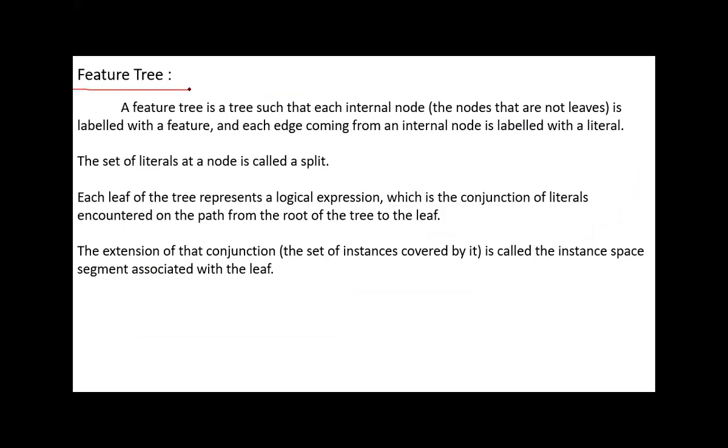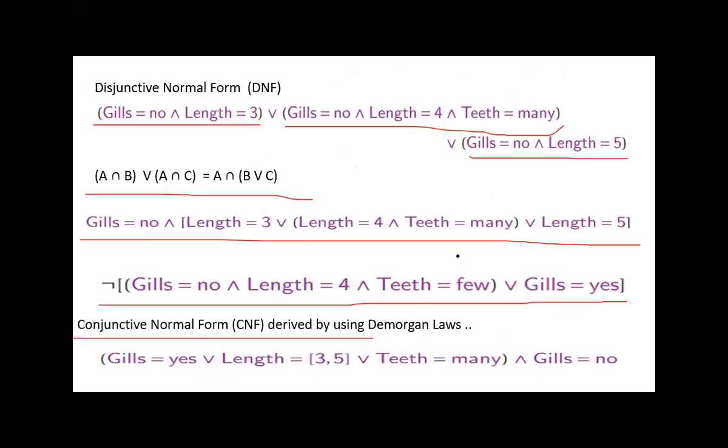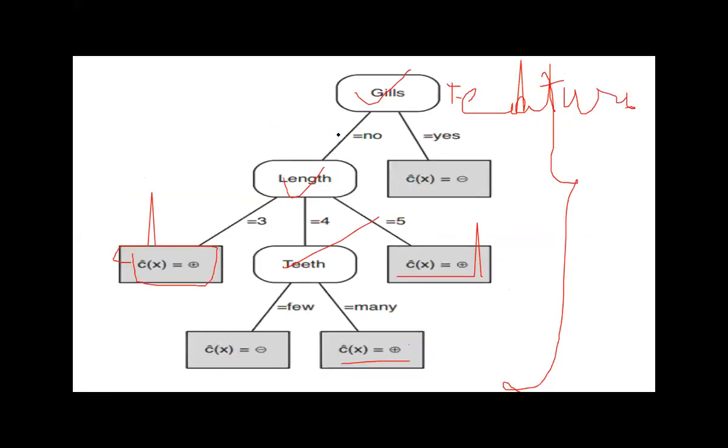Now, what do you mean by a feature tree? So we call here in decision tree a term called feature tree. A feature tree is a tree such that each internal node, the nodes that are not leaves, is labeled with a feature. See, this is a feature. These are all called features, my dear friends. Now, each edge coming from an internal node is labeled with a literal. See, this is a literal.